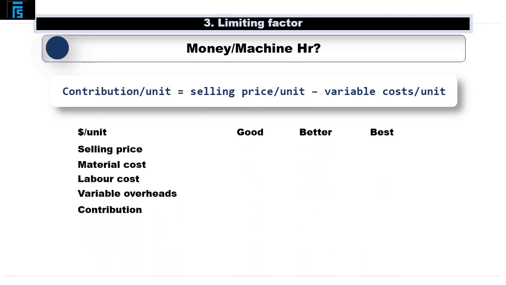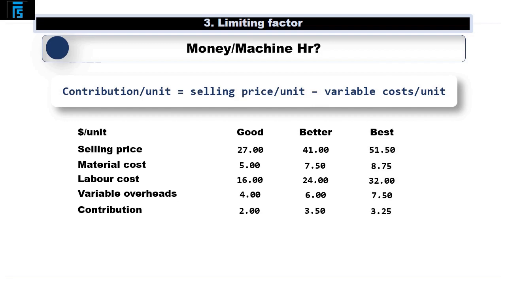In the case of Good Job Limited's product range, the following data applies. The selling price for a unit of good is $27, and the variable costs are $5 for materials, $16 for labour, and $4 for variable overheads. This gives a contribution of $2 per unit. A better sells for $41 and variable costs total $37.50, giving a contribution of $3.50 per unit. And a best sells for $51.50 with variable costs of $48.25, giving a contribution of $3.25 per unit.